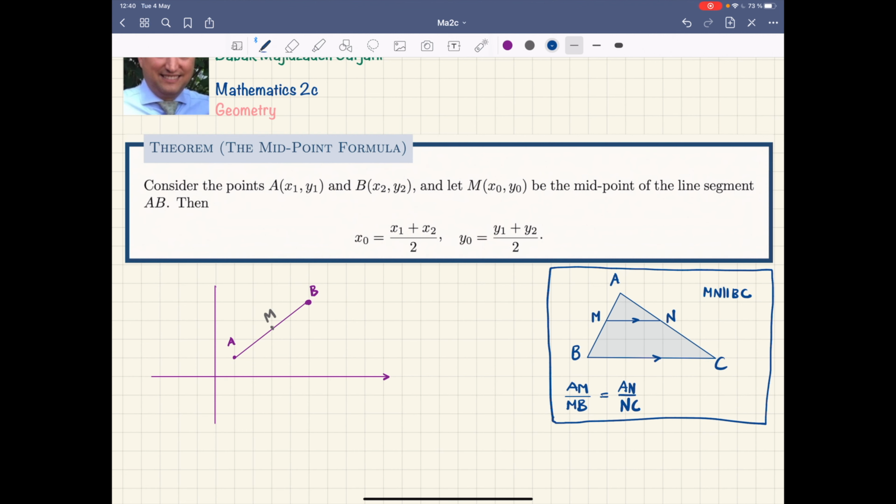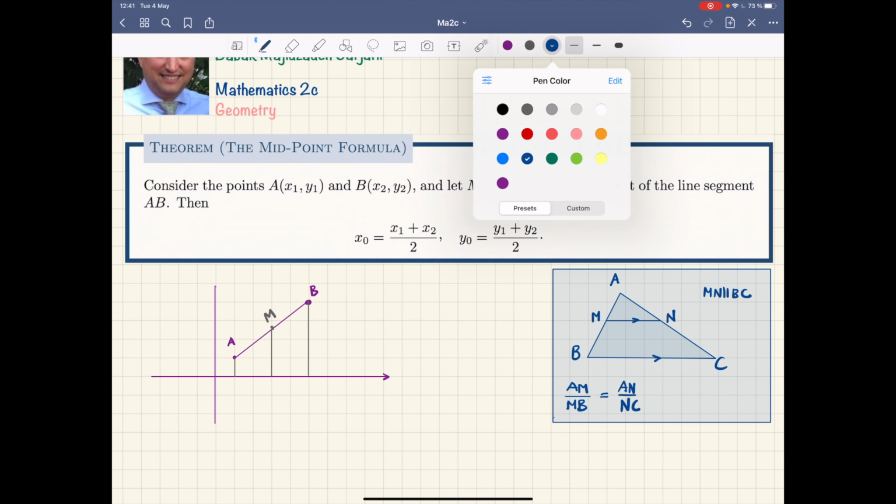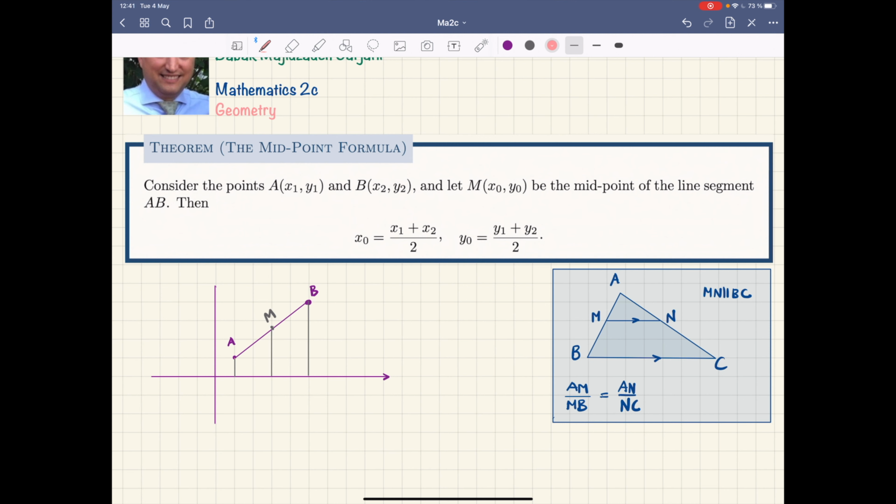Okay, so that is what we had before. But how can I use this here? If I ask you, can you tell me what this is? Let me draw these vertical lines from here and here and here. And let me also change my color and draw this horizontal line from here to here.